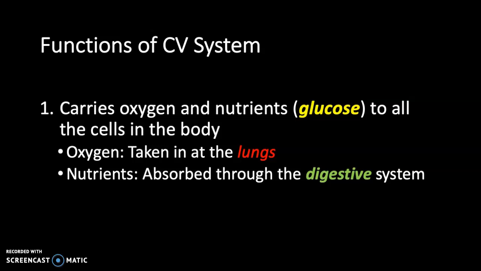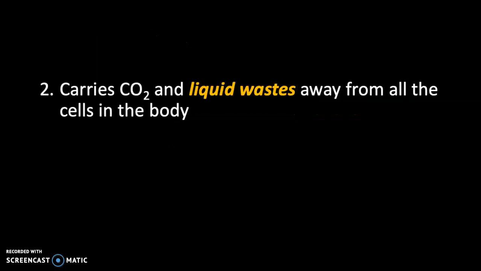Remember, cardiovascular system is just transportation through the body. It's not the blood that is important, it's what's in the blood, the oxygen and nutrients. And then the other half of the cardiovascular system's function is to carry carbon dioxide and liquid waste away from all cells of the body. Carbon dioxide is a waste product. Animals take in oxygen, they give off carbon dioxide. Plants love that because they need the carbon dioxide. We don't. We want to get rid of it.